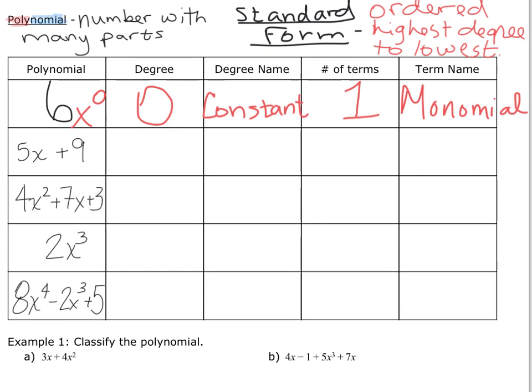All right, y'all ready for the next one? The next one says 5x plus 9. So here if I look at my degree, I'm going to look at that x value. What's the degree of x? 0? Well, 0 would be like if it weren't there, right? Because x to the 0 is 1. Here, this is x to the 1. So my degree is 1. The vocabulary word for a degree that's to the first power is called linear.